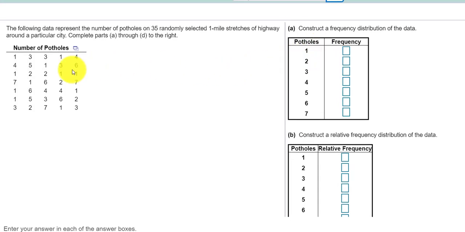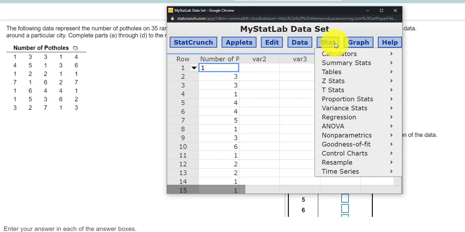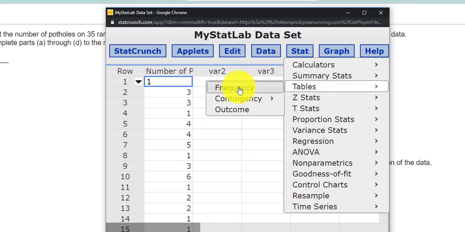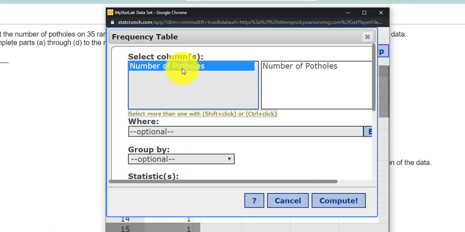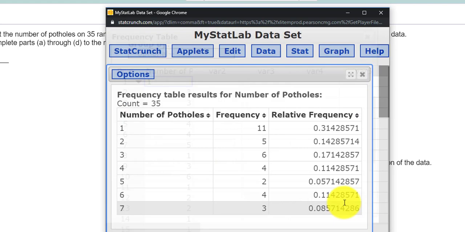All right, number 10, again, we're given some data, the number of potholes. It's 35 selected potholes we're looking at. Again, we're going to do a frequency distribution and a relative frequency distribution. So I click on the little box. I open in StatCrunch, and I press Stat, Tables, Frequency, Number of Potholes. And I want to see frequency and relative frequency, so I press compute.